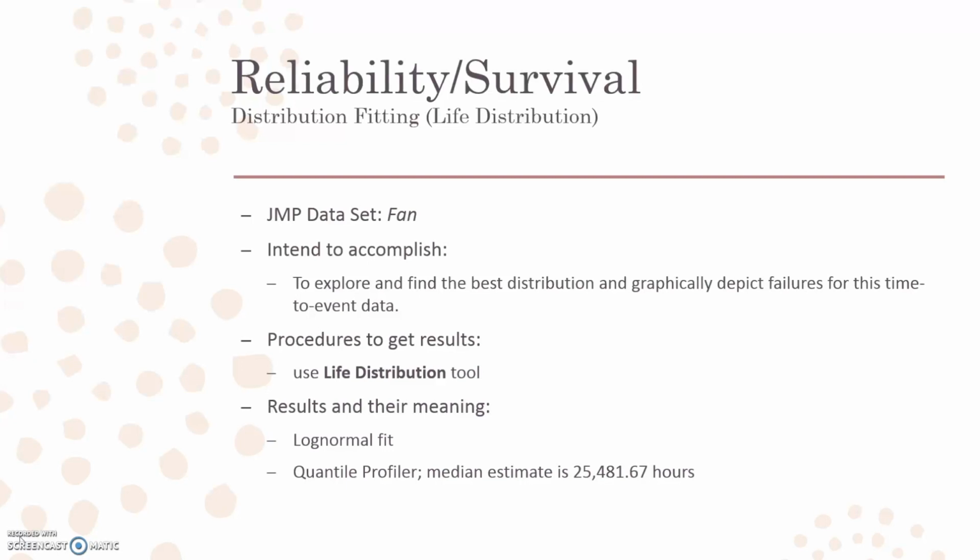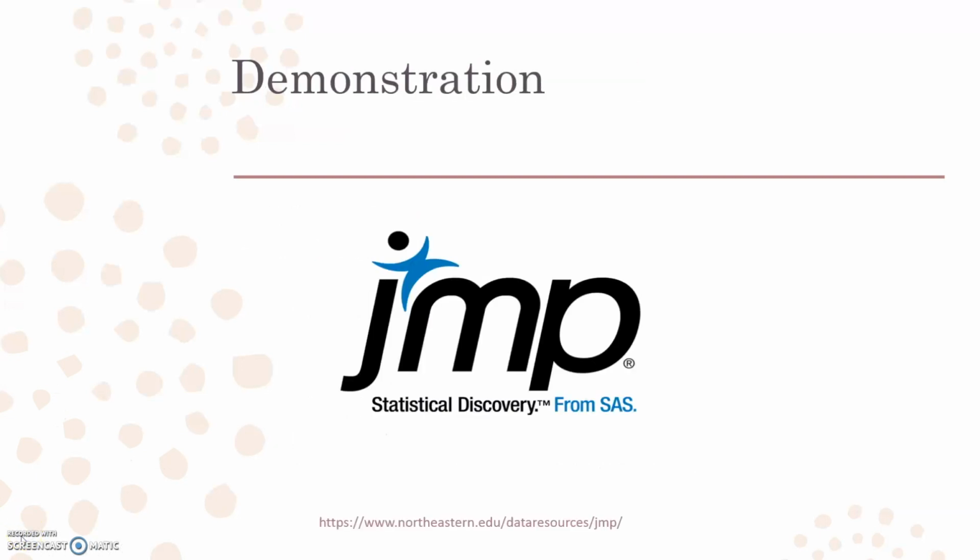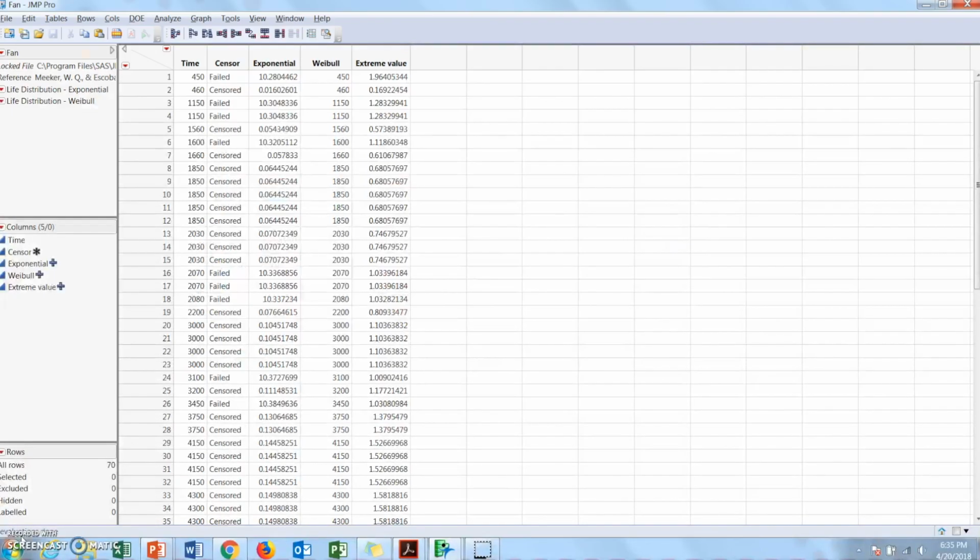The tools that we'll be using are the life distribution tool in JMP to get our results, and as I'll show you in the example, some of the results that we found is that the log normal fit was the best distribution to model the data, and that the quantile profiler said that the average estimate of the engine fan life was 25,000 hours, basically. Okay, so now we're going to go into JMP for this first demonstration.